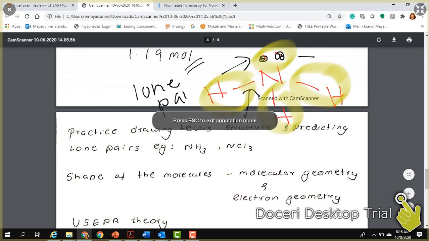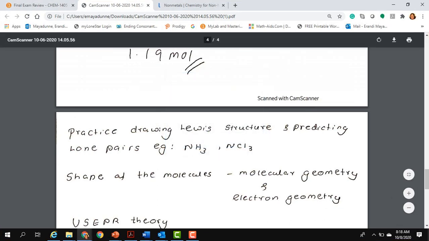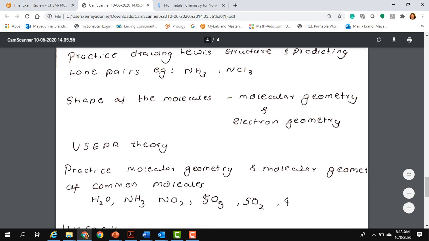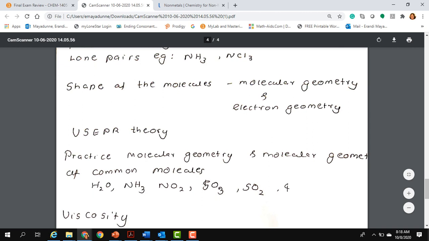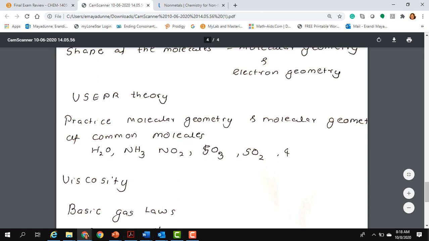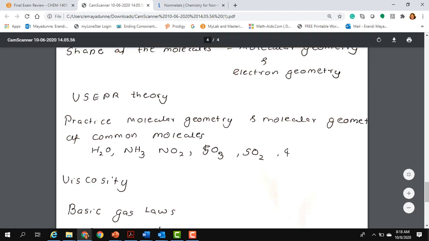And then VSEPR theory comes in, which stands for valence shell electron pair repulsion theory. I have given you some compounds. Please practice: draw them by yourself and identify the electron geometry and the molecular geometry. You can try more, but at least these.